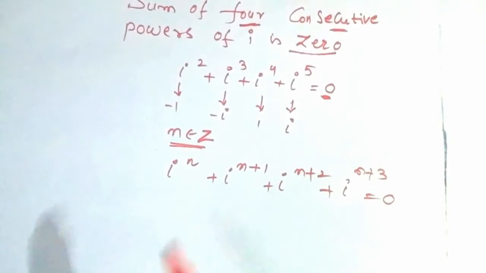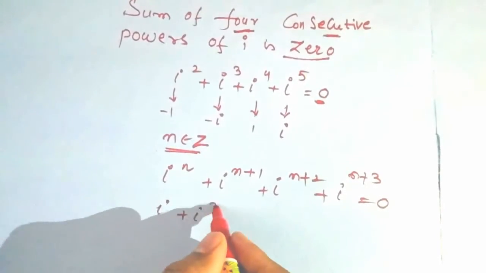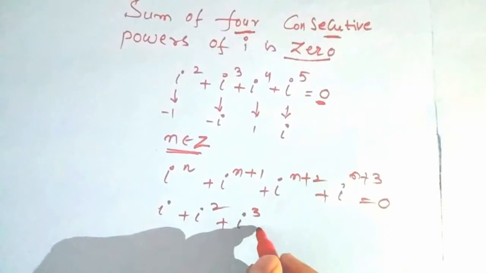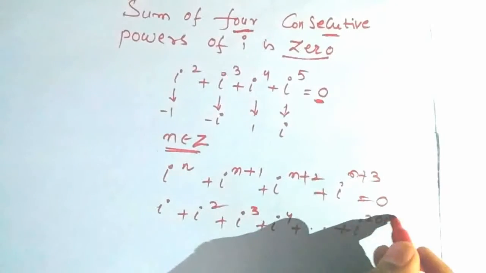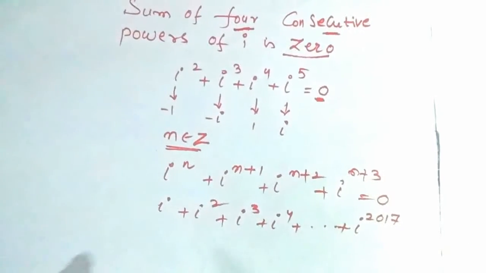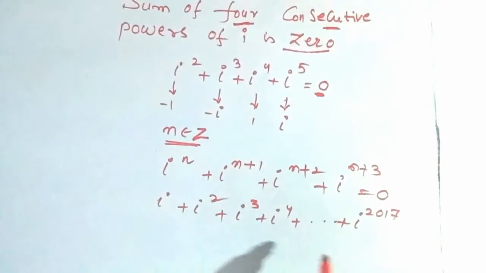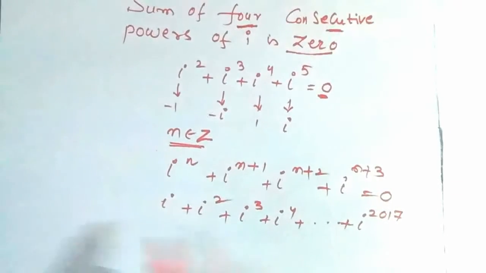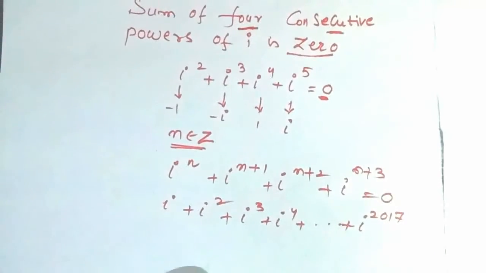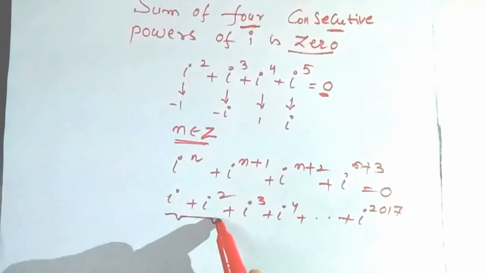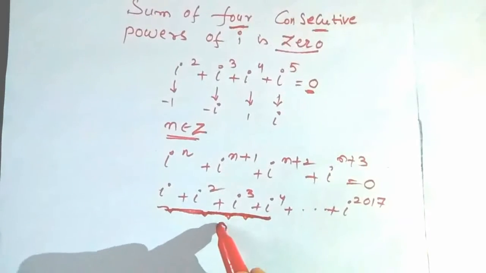Now, let me take one problem: calculate i plus i square plus i cube plus i power 4 up to i to the power of 2017. What is the value? Here we have 2017 terms and we have to calculate the sum. But all the powers are consecutive integers. So by taking 4 at a time, i power 1 plus i power 2 plus i power 3 plus i power 4, the sum corresponds to 0.